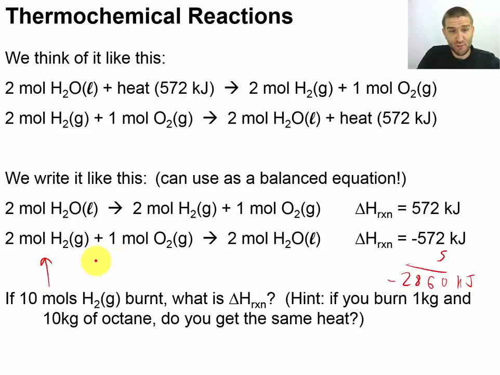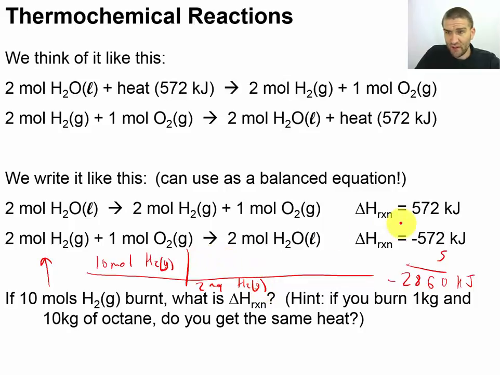Or we could set it up as a fence post problem, where we'd have our 10 moles of H2 gas. Our stoichiometry tells me that I'm using 2 moles of H2 gas for every minus 572 kilojoules of heat that I'm generating. This cross cancels. I end up in kilojoules here, and you can see that all we did is just walk through it the exact same way as I just described. So that's how you'll want to do these calculations.